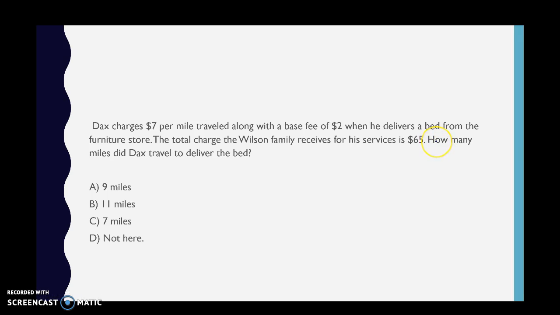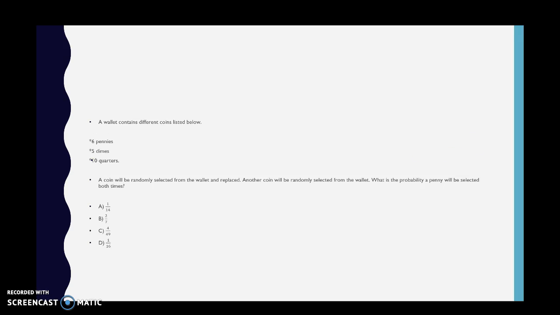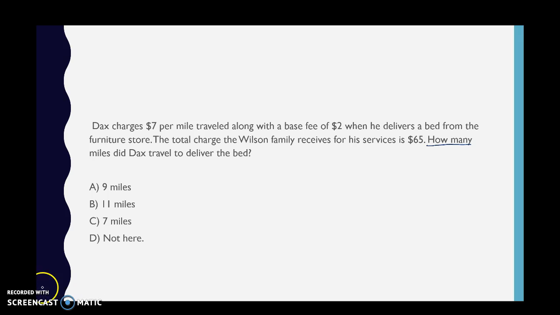So it's asking how many miles. How many miles did he travel? And it says he charges $7 per mile. So per means what? Multiply, good. Along with a base fee of $2. So base fee is what? Adding $2.